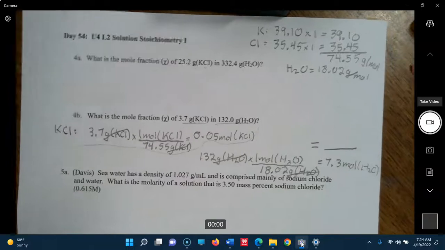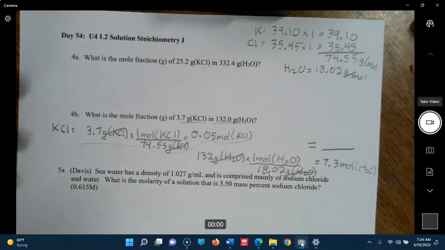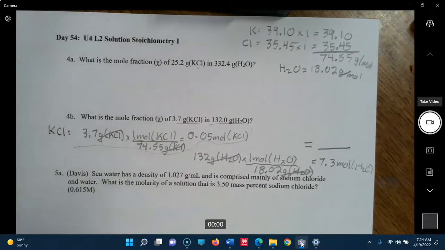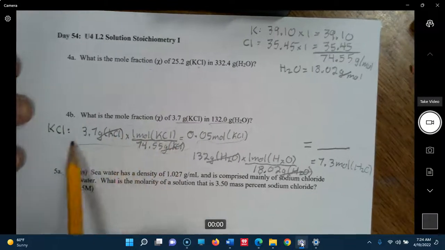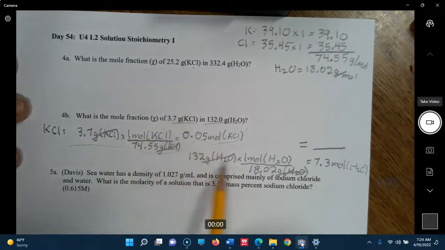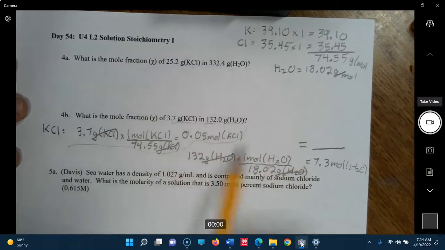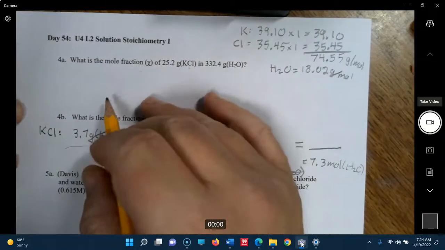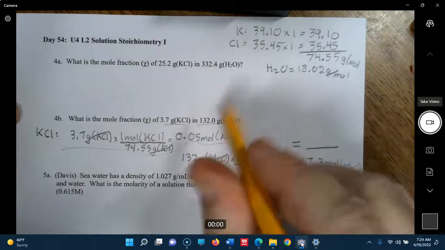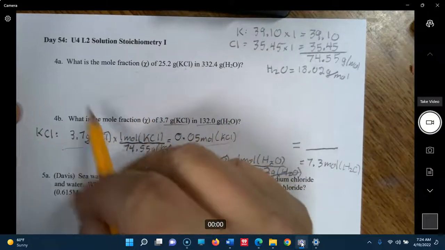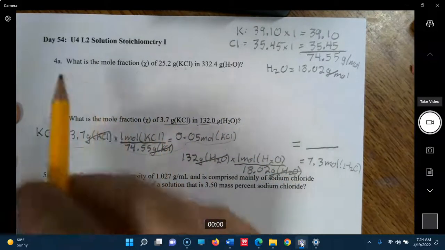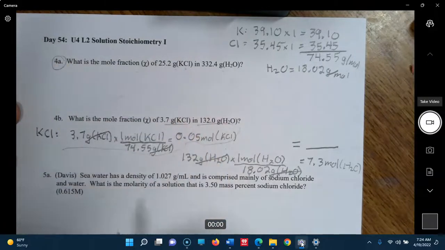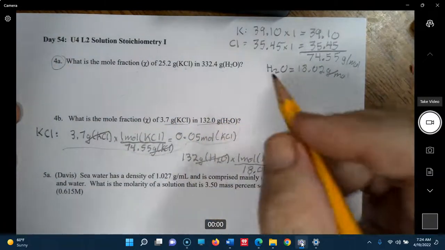Okay, and as you're seeing, you might want to do this on line paper. I gave you a fair amount of space, but it might not be enough. So we figured out how many moles of KCl we have in 3.7 grams, how many moles of H2O we have in 132. Now we have to take the moles of KCl. It wants to know the mole fraction of KCl. So I'm going to do it up here. Again, you can't do that because, whoops, I blew it. I was supposed to do 4A. I did 4B. So you're going to do 4A, okay? But I'm going to do it up here.